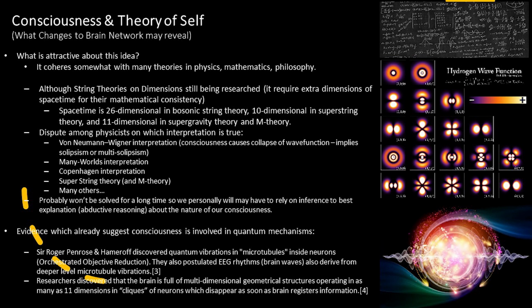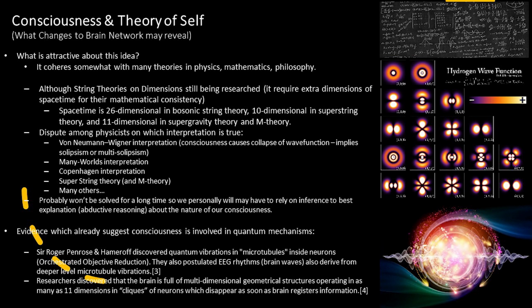So what is attractive about this idea then? Well, it coheres somewhat with many theories in physics, mathematics, and philosophy. Although string theory on dimensions is still being researched, it requires extra dimensions of space-time for its mathematical consistency. In bosonic string theory, there's 26 dimensions. In superstring theory, there's 10, and 11 dimensions in supergravity theory and M theory.